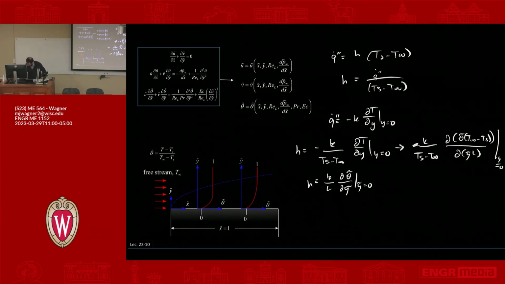Okay, we can also use the definition of Nusselt. Nusselt is equal to h times my length over k. And then what I would observe by relating these two things together is that Nusselt is actually equal to partial theta with respect to y, evaluated at y equals 0.